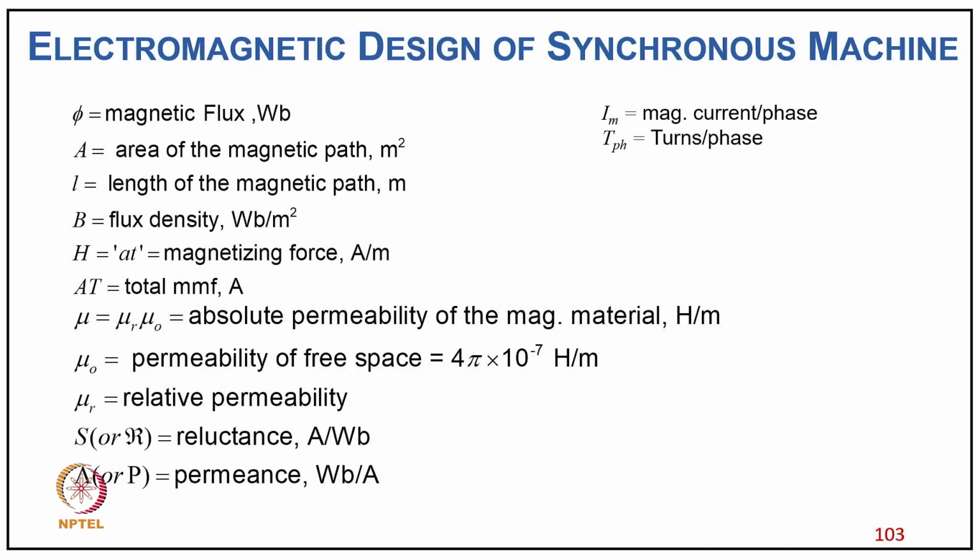Phi for magnetic flux in Weber, A is the area of the magnetic path in meter squared, and L is the length of the magnetic path in meter. B is the flux density in Tesla or Weber per meter squared. Small h is the magnetizing force in ampere per meter, and capital AT is the total MMF in ampere. Mu equal to mu r into mu 0 is the absolute permeability of the magnetic material in Henry per meter. Mu 0 is the permeability of free space, 4 pi times 10 power minus 7 Henry per meter, and mu r is the relative permeability. S or R is the reluctance in ampere per Weber, and rho or P is the permeance in Weber per ampere, Im is the magnetizing current per phase, and Tph is the turns per phase.